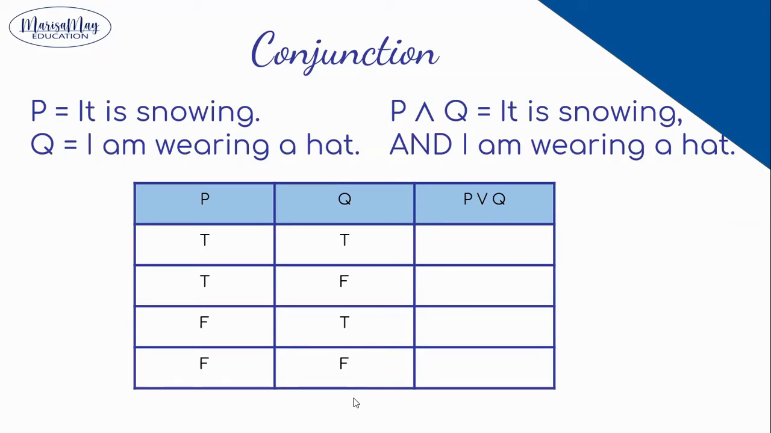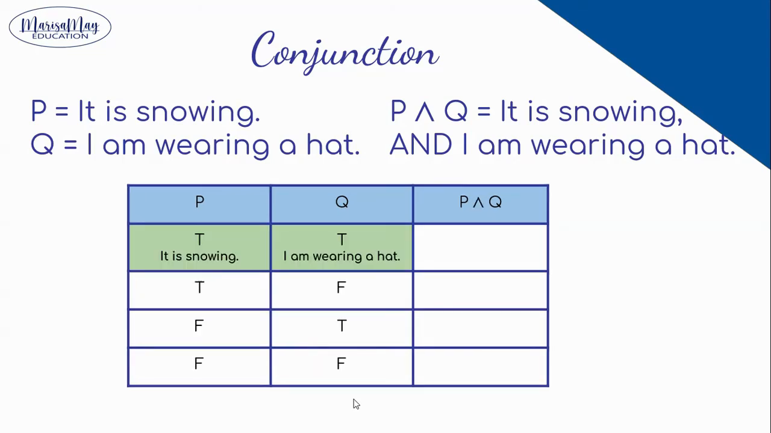So let's take a look at our truth table. I've got all of my combinations for P being true and Q being true. Let's look at the first scenario. P is true. It is snowing. Q is true. I am wearing a hat. So it is snowing and I'm wearing a hat. That gets to be true because it's snowing and I'm wearing a hat.